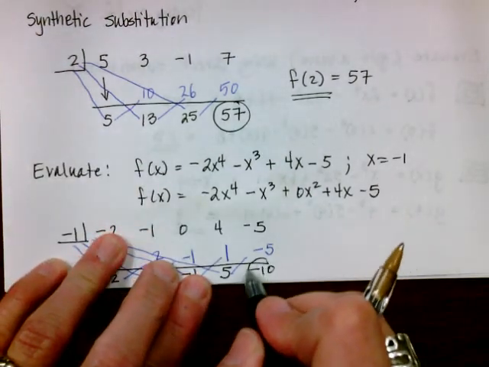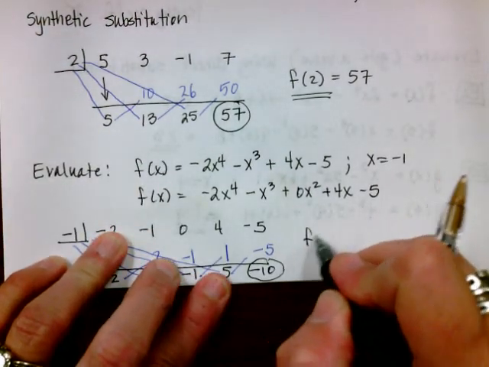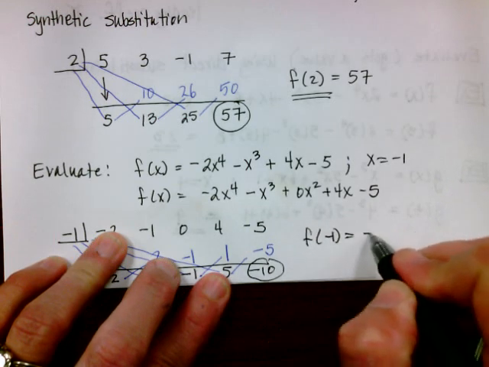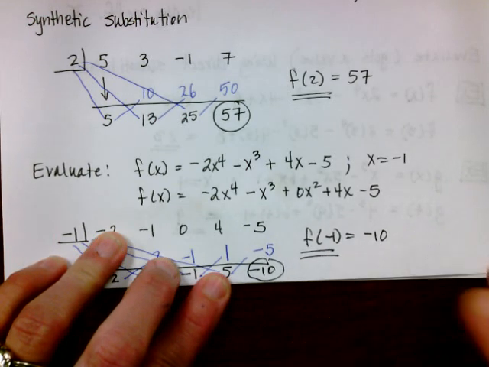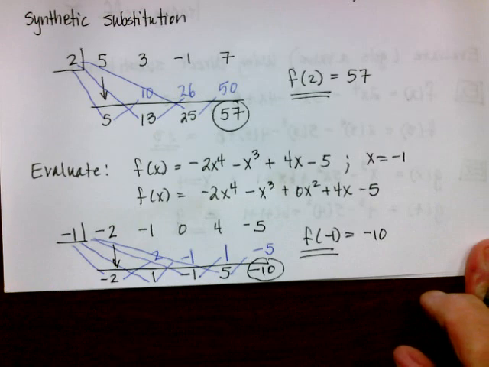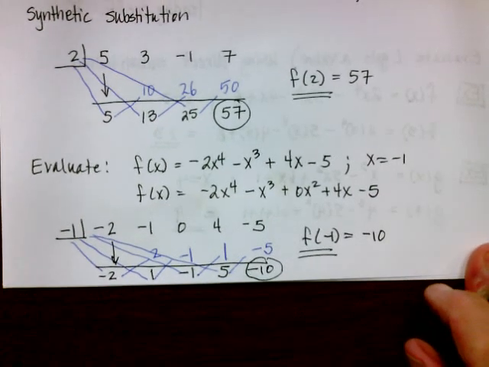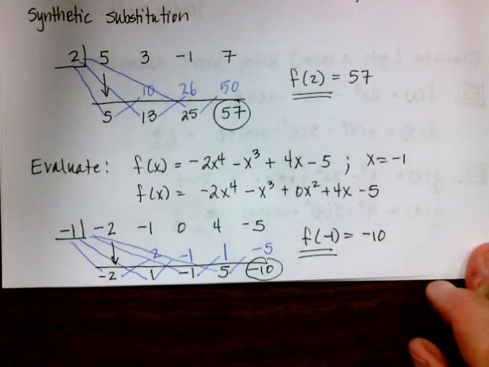All right, I'm going to circle that. And then I know that f of negative 1 was equal to negative 10. So it's really kind of a fun process. Again, we will use this later for a different application. All right, almost done. Just a little bit more to go.